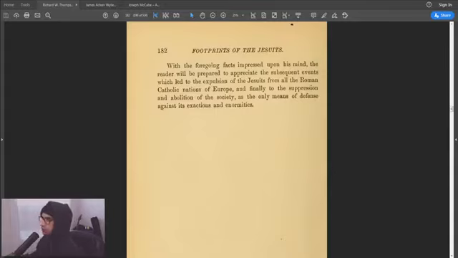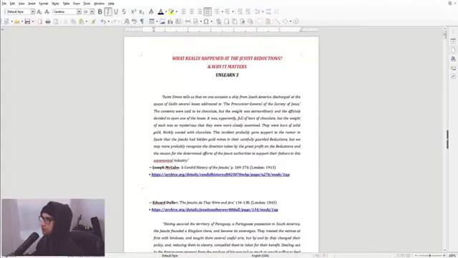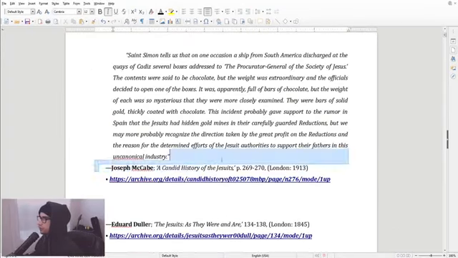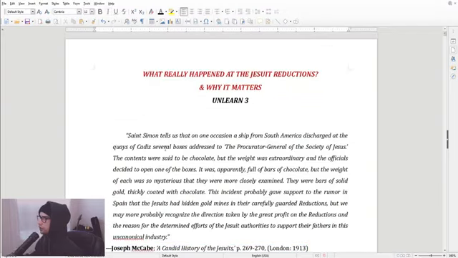All right, so now let's read some other stuff. So check out this. We're going to get some more context. I'm going to zoom in. Saint Simon, so this is from Joseph McCabe's A Candid History of the Jesuits, page 269, 270. And I'll link all of this in the video after.